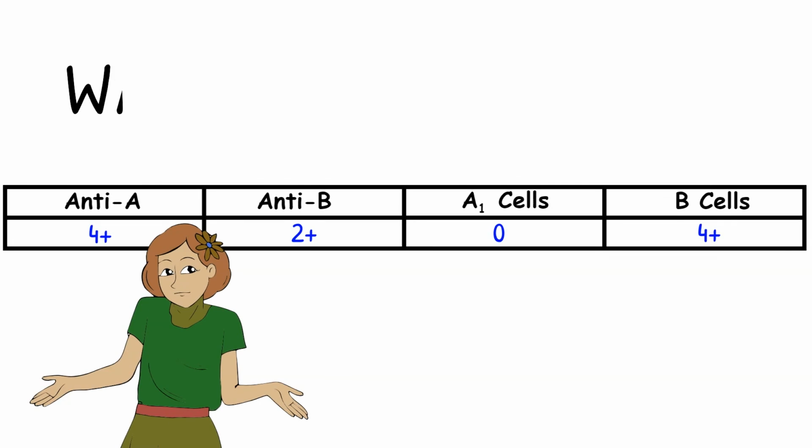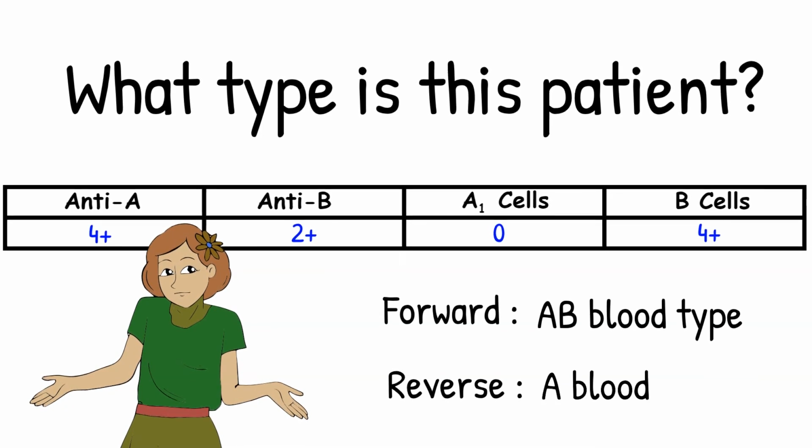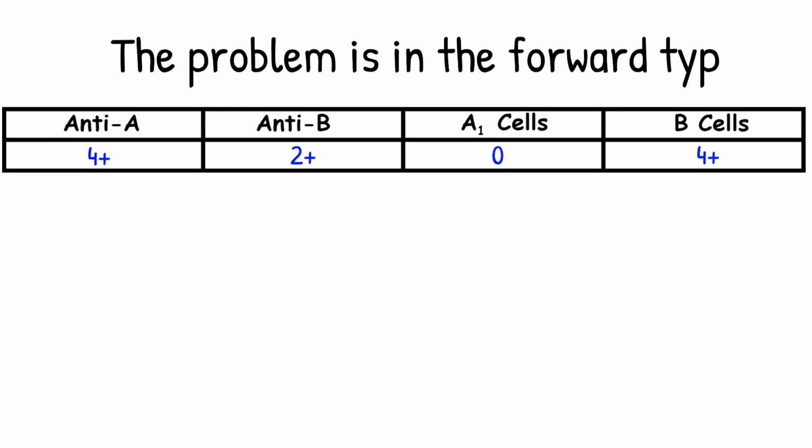Okay, one more example. What would you do if you see this type of reaction? The forward gives you type AB with a weak expression in anti-serum B, and the reverse gives you type A. Looking at these reactions, I would suspect that the problem is in the forward type. There is an unexpected reaction in anti-serum B. Here are the steps to solve the problem.